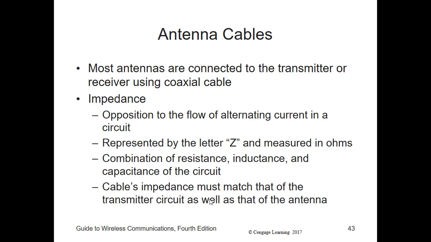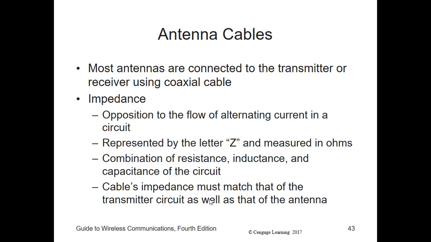Among the specifications is the impedance of the cable, which is the opposition to the flow of alternating current in the circuit, which is represented by the letter Z and measured in ohms. Impedance is a combination of the circuit's resistance, inductance, and capacitance. The cable's impedance must match that of the transmitter circuit as well as that of the antenna. Once again, the cable's impedance must match that of the circuit and that of the antenna.